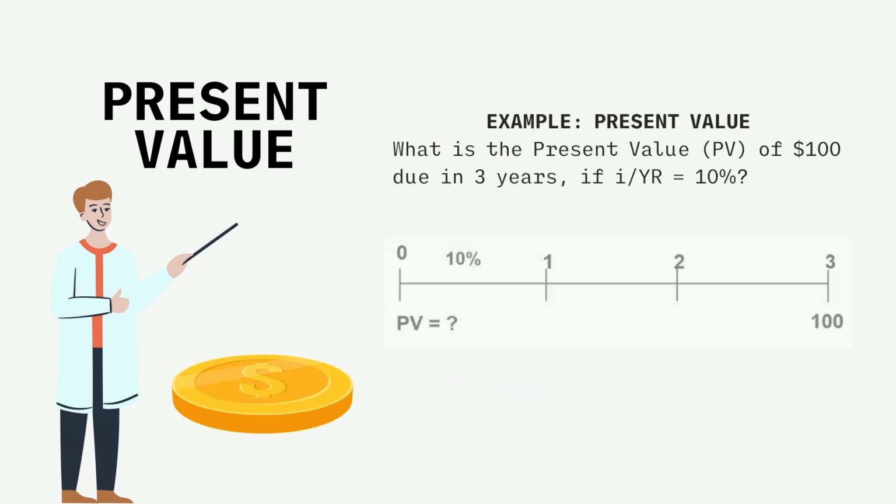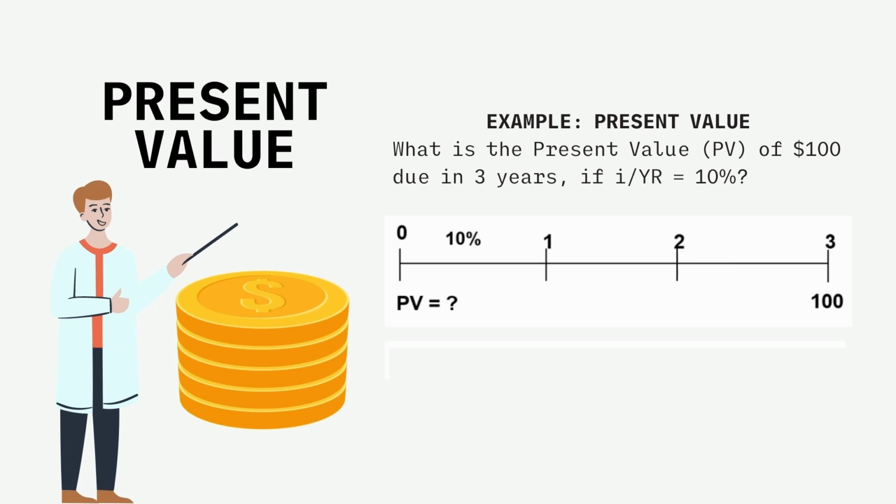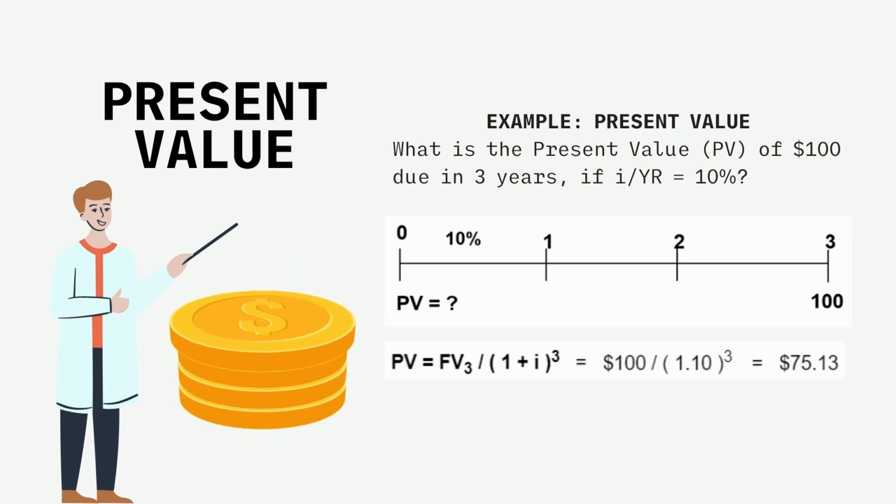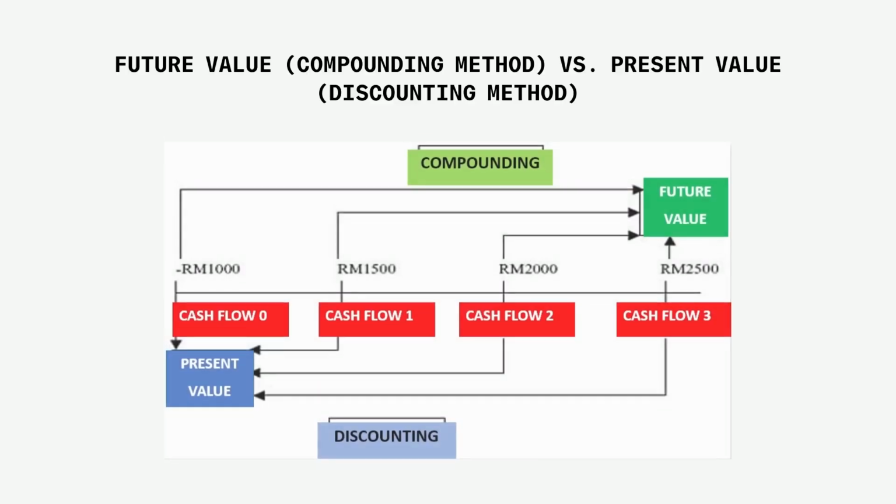For example, what is the present value of $100 due in 3 years if the interest rate per year is 10%? Applying the formula of PV equals FV divided by (1 plus i) raised to the third, this is equivalent to $100 as our future value on year 3, divided by 1.10, which reflects the 10% interest rate, raised to the 3, being the 3-year term. And we will arrive at the answer of $75.13.